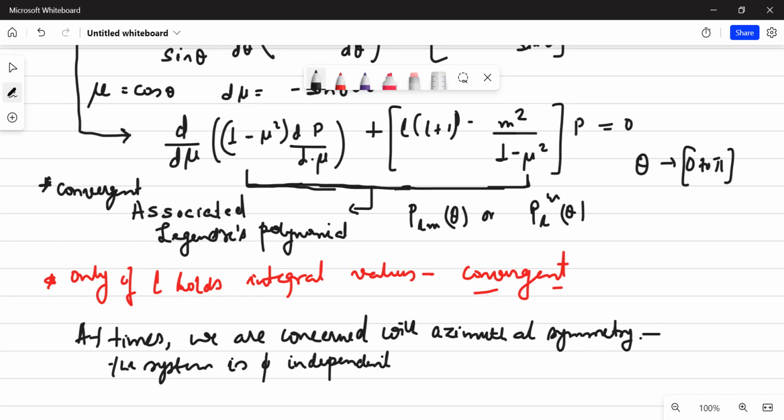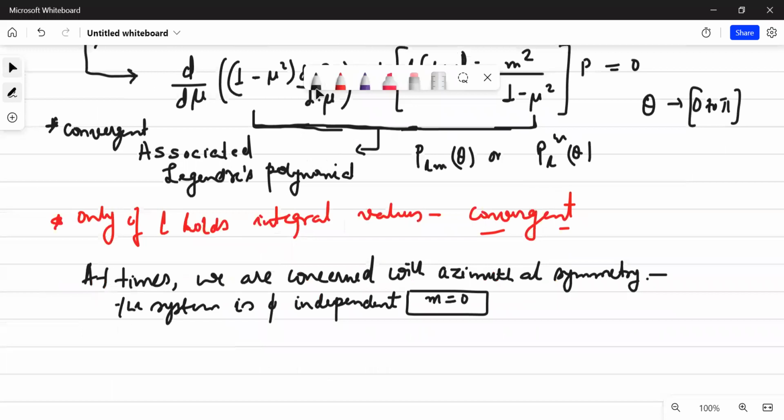And if my function is phi independent, then it implies my m must be equal to what? 0. Because del square f upon del phi square then should be equal to 0. That implies that m must be 0. And if your m is 0, this particular differential equation then reduces to a form.